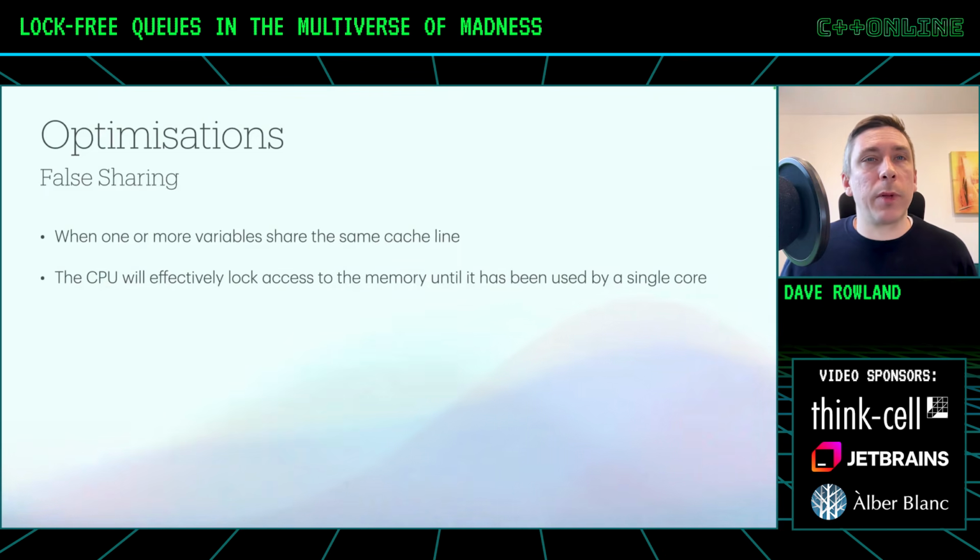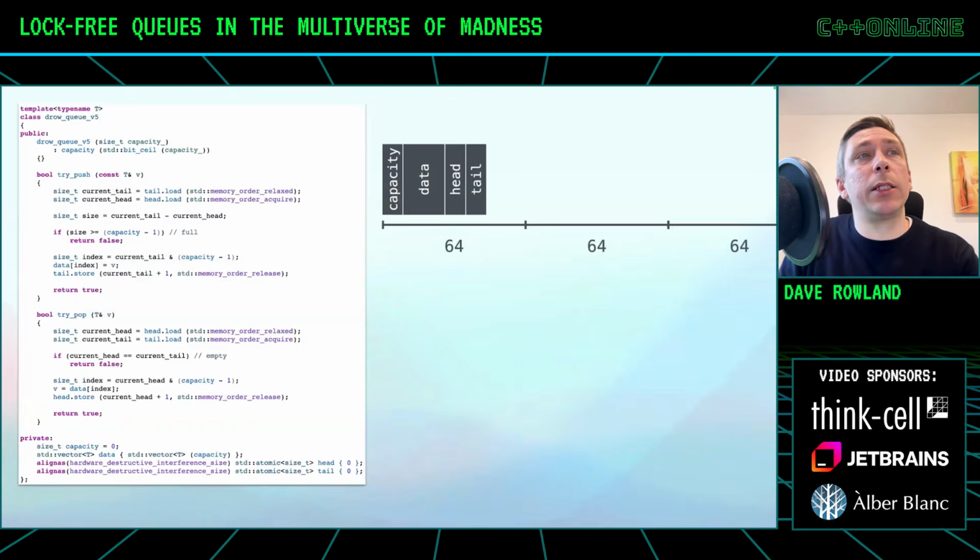Like I said, it's a bit more complicated than that, but that value has to be propagated to the rest of the cores. And if we see in our queue where this happens, the way it's laid out means our head and tail counters are very likely to occupy the same cache line. So here is our queue. We've got our capacity, our data, which is a pointer and a size_t, and then our head and our tail.